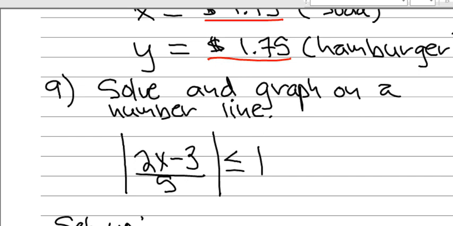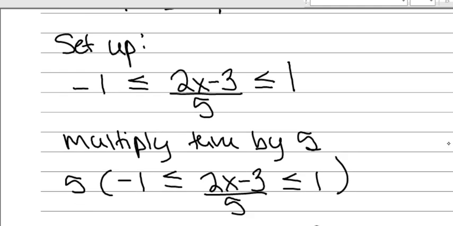So I'm moving on to number 9. I want to solve this absolute value inequality, and then I want to graph it on a number line. So remember, when it's an absolute value with a less than, I am going to set it up. Negative 1 is less than or equal to (2x minus 3) over 5 is less than or equal to 1.